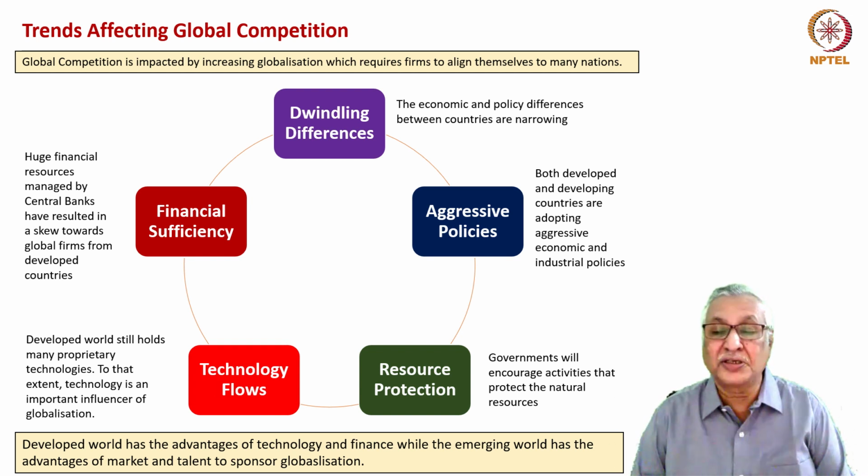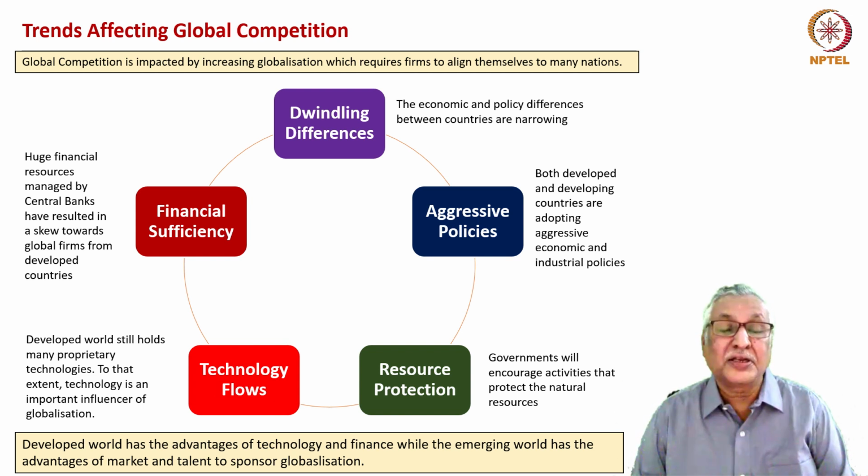Resource protection is the third factor. Governments will encourage activities that protect the natural resources and even help in development of the natural resources. Technology flows will be one of the most important determinants of globalization and also global competition. The developed world still holds many proprietary technologies. To that extent, technology will be an important influencer of globalization.